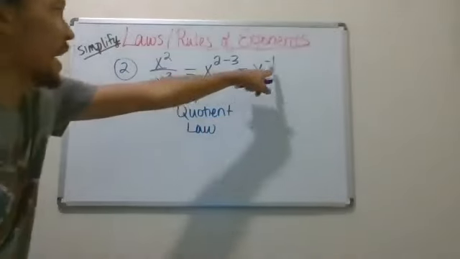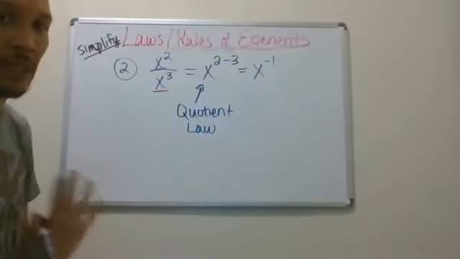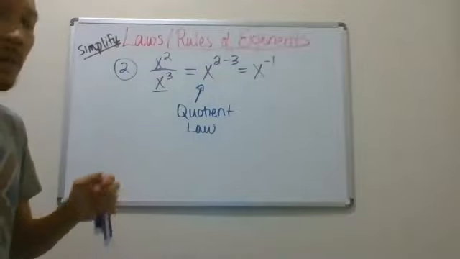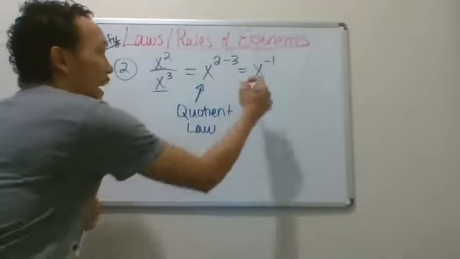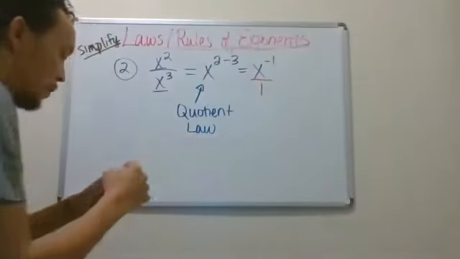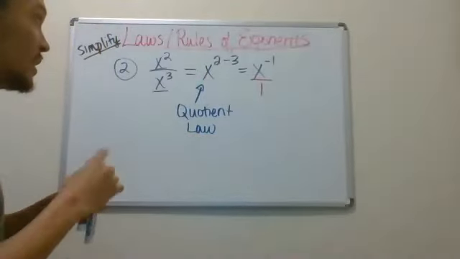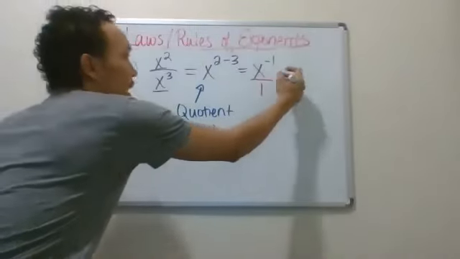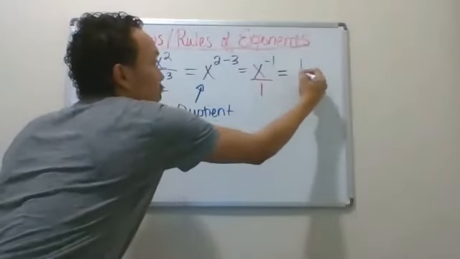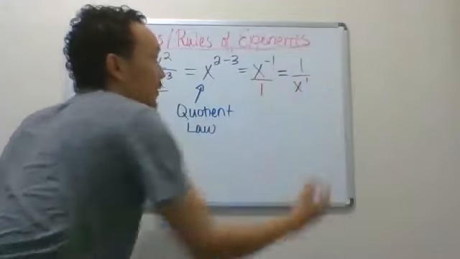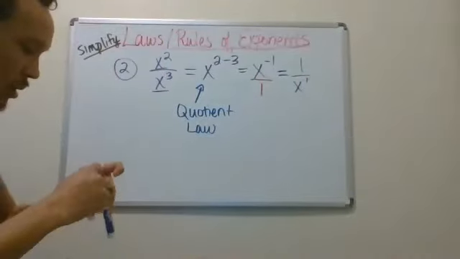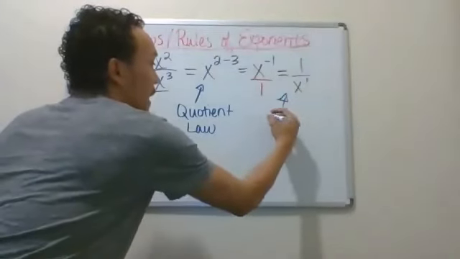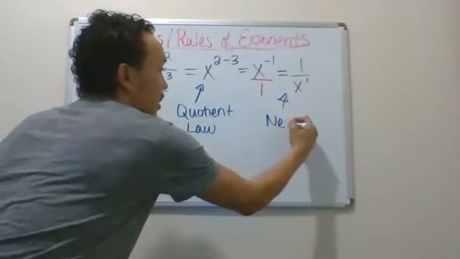Well, now we have a negative exponent. We don't like negative exponents. So what we want to do is now utilize our negative exponent law, which says that we're going to reciprocate the fraction and make the exponent positive. So this is going to be equal to 1 over x to the 1st power. And this was done by the negative exponent law.